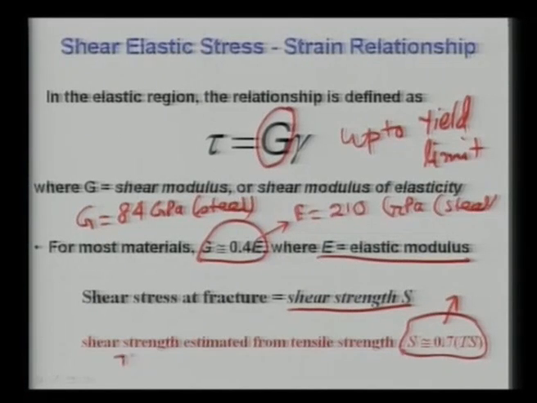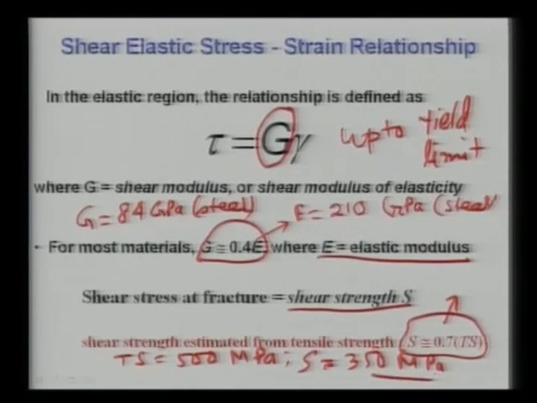Now if the tensile strength is around 500 megapascal, these kinds of values are important for you to understand, that is, what is the strength value of these materials. If it is 500 MPa, then the shear strength value would be roughly around 350 MPa. That means when you apply shear stress to a typical stainless steel, it can bear up to 350 MPa of shear stress, and the tensile strength is around 500 MPa.